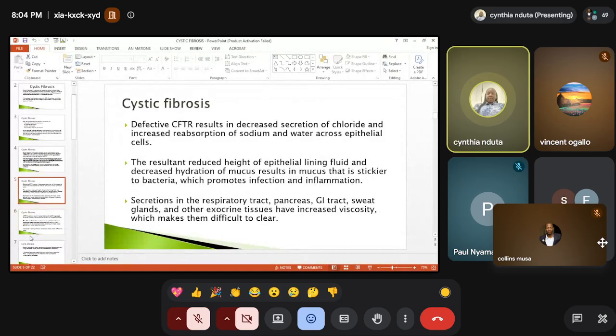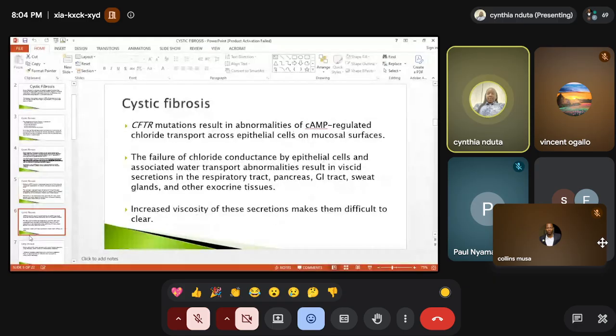If you are looking at the respiratory system, you want the patients to be able to clear the mucus. But when you don't have water, these secretions are very viscous. They become very difficult to clear, and because they are difficult to clear, you start having infections, you start having all kinds of challenges.